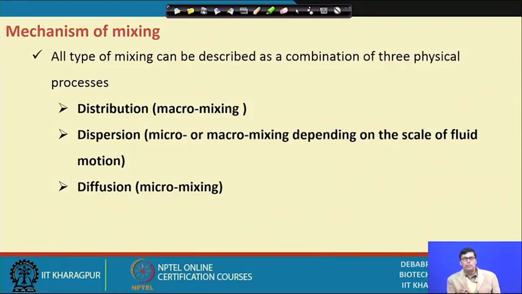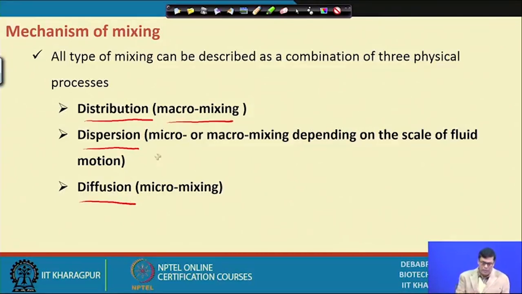The mechanism of mixing. What are the mechanisms of mixing? There are three: distribution, dispersion, and diffusion. Distribution we consider as macro mixing, dispersion includes both micro and macro mixing depending on the scale of fluid motion, and diffusion we consider as micro mixing. Let us see what we mean by that.